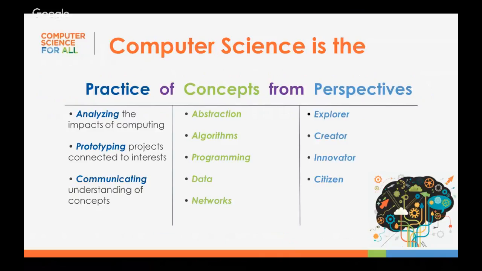And how do we intend to do that? There are three pillars or elements to the computer science programs that we're implementing. The first is an emphasis on practices: analyzing the impacts of computing, prototyping projects to interests, meaning building things that engage and interest students, and students' ability to communicate understanding of the concepts. So what are the concepts? The five main concepts that we address around computer science are abstraction, algorithms, programming, and data.